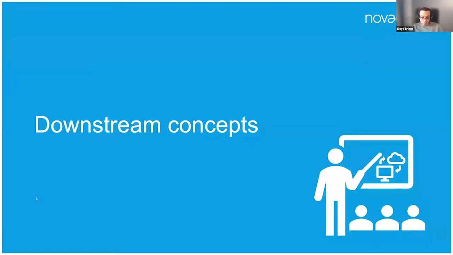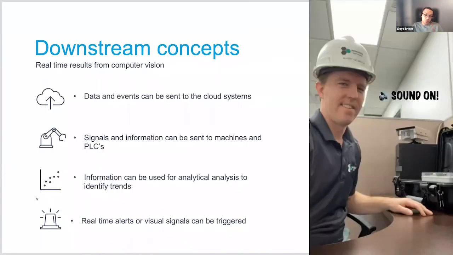So, downstream concepts. When we have AI, how can we use the data from it? What does it do? As I just showed there, you've got various ways you can talk to your PLC, you can talk to your ERP system. Data from that AI can also be stored for analytical purposes. It can have real-time alerts. There's various ways that you can use the data from your camera, from your AI engine. And it's really very specific to each customer and each use case, how they want to use that.